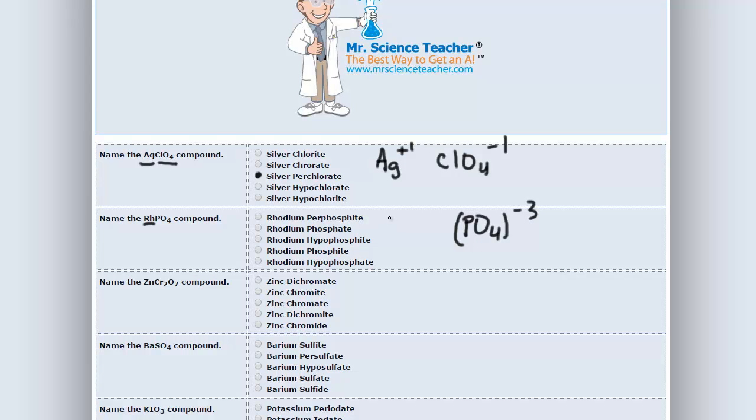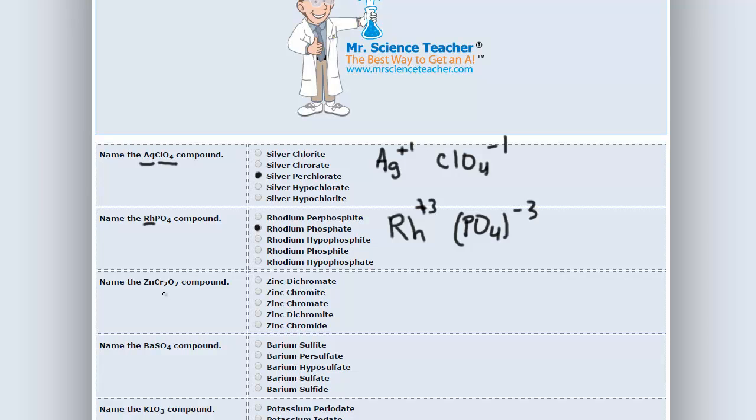So, if phosphate's a -3 charge, even if you forgot what rhodium is, you should be able to figure it out because I only have one rhodium and one phosphate. So my math equation has to be +3 -3 equals 0. So rhodium is a +3, phosphate is a -3, that equals 0. So rhodium phosphate. And so that goes right here, rhodium phosphate.